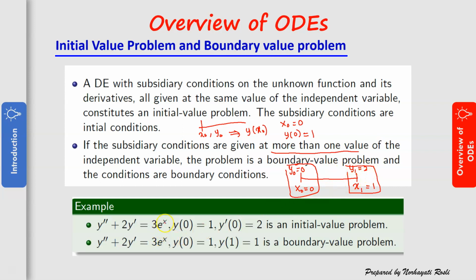If we see here the example, y double prime plus 2y prime equal to this one, and you have y(0) equal to 1, y prime(0) equal to 1. So you see here at one independent value, we can say that it is an initial value problem. But for the second case, we have the same differential equation, but now we have conditions at y(0) and also at y(1). Here you have two values of the independent variable, which means that in this case we call it a boundary value problem.